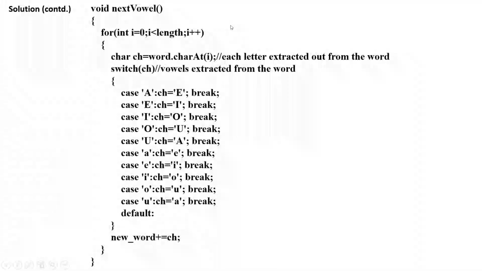Now, the shifting of the character. Let's see the logic over here. The loop is running from 0 to less than length. Characters are extracted from the word and stored in ch. Now, I have used a switch case over here. And you can see all the vowels are changed to the next vowel.